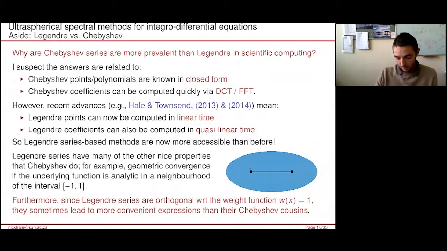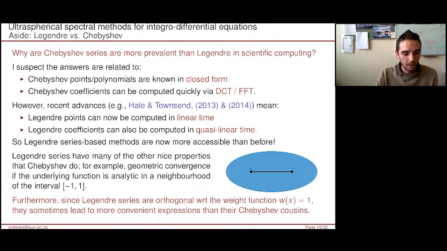But Alex and I showed that we can compute those Legendre coefficients in linear time. So it used to be maybe a cubic operation to compute Legendre coefficients, and that can be done in linear time. And the coefficients can also be done in quasi-linear time. So not quite as fast as the Chebyshev coefficients, but still faster than n squared to get n Legendre coefficients. So with these two approaches and the developments that have happened since the papers by Alex and myself, Legendre series are more accessible than they were before.